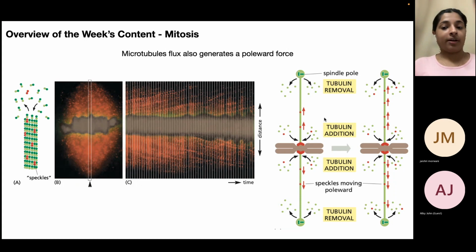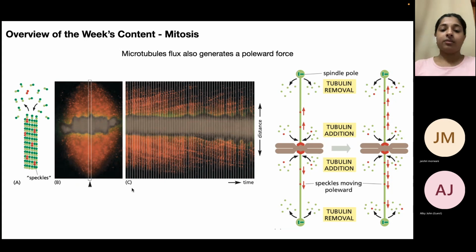There was an experiment that conclusively proved that this depolymerization and polymerization creates a force that moves the chromosomes to the poles. What they did was add speckles, which are tubulin units tagged with a fluorescent molecule. They added them in very sparse amounts, so only certain regions of the microtubule are tagged, whereas the other regions are not. Here, the ones marked in red are the ones that are tagged.